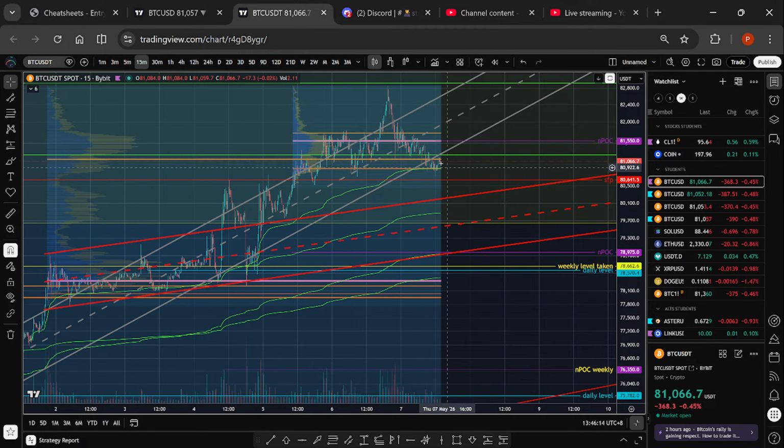Or we have the other scenario where we lose all of this support here, come down, lose this channel, come down and get into this MPOC and this area here, which is primed for a long. There'll be a lot of confluence through here, all this confluence down here. So this is just an A grade setup down here.